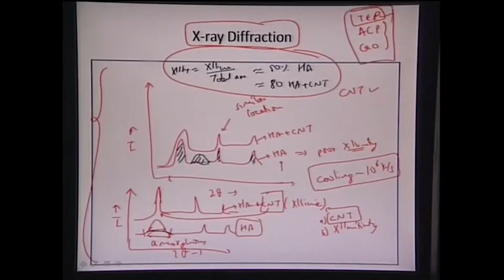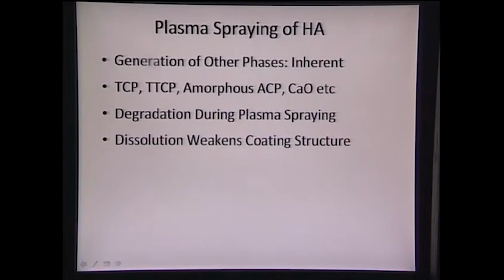Secondly, we can also see that secondary phases such as tricalcium phosphate, amorphous calcium phosphate, calcium oxides, or even titanium oxide can also get generated out here, depending on how much the surface itself is also getting oxidized or getting exposed to high temperature. So generation of secondary phases or other phases becomes inherent. So we can see tricalcium phosphate, tetracalcium phosphate, amorphous calcium phosphate, calcium oxide, etc., which can also get generated during the processing. And again, if you are seeing all those phases, it is nothing but the degradation of this particular coating. So the degradation should not happen during the plasma spraying.